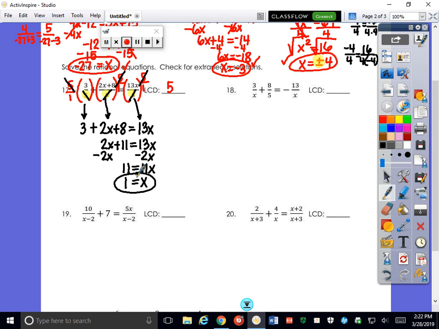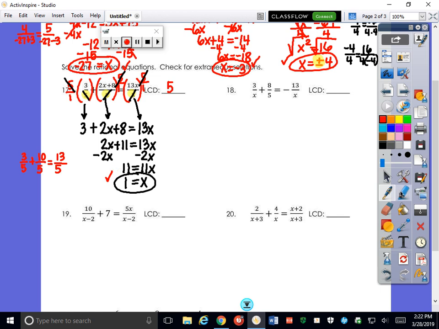You should definitely check to make sure that it's a good answer. So you're going to do 3 over 5 plus, if I put a 1 in for x, that's going to be 2 times 1, which is 2, plus 8 is 10 over 5, equals 13 times 1 is 13 over 5. Pretty sure that 3/5 plus 10/5 is 13/5. So we got a winner.